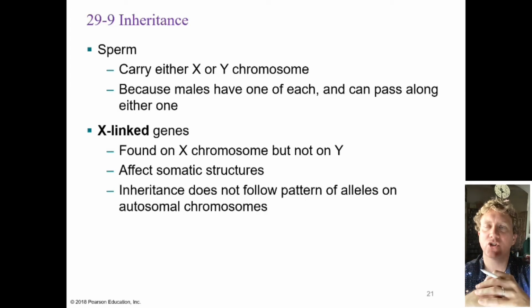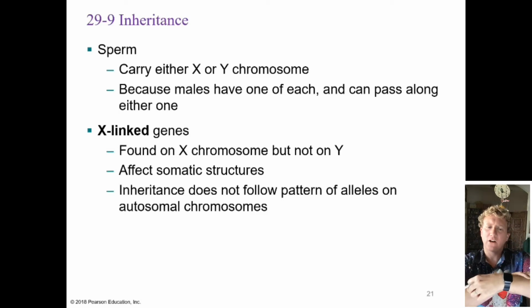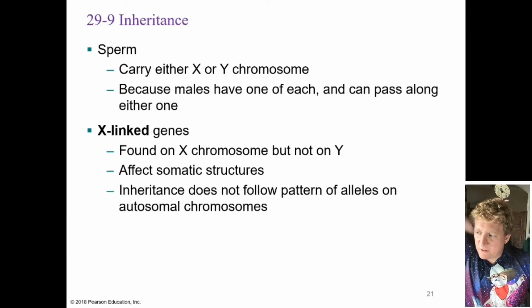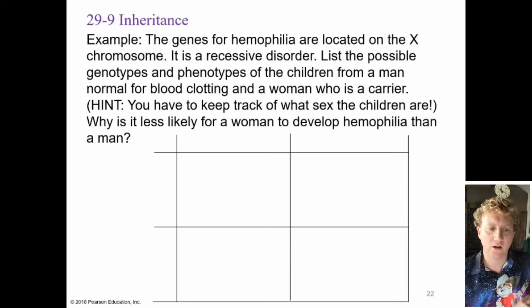So X-linked genes are genes that are found on the X chromosomes. They're not going to be found on the Y chromosomes. They can affect some somatic structures. Somatic structures are not sex-related structures. So basically, the structures that don't have to do with the actual formation of the eggs in the gonads. Inheritance doesn't follow patterns of alleles and autosomal characteristics because you've got different percentages based on male versus female.